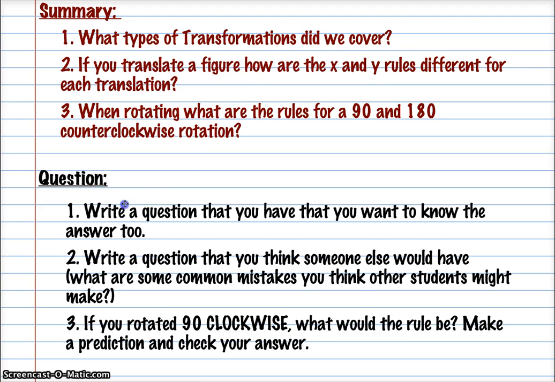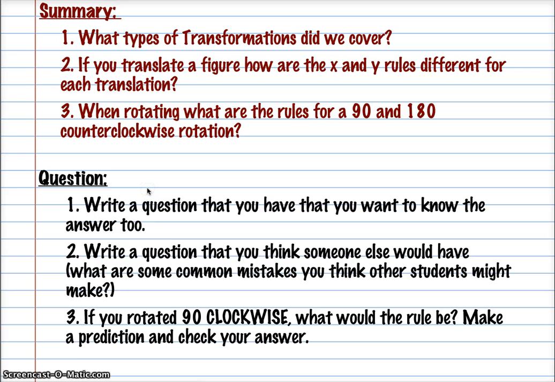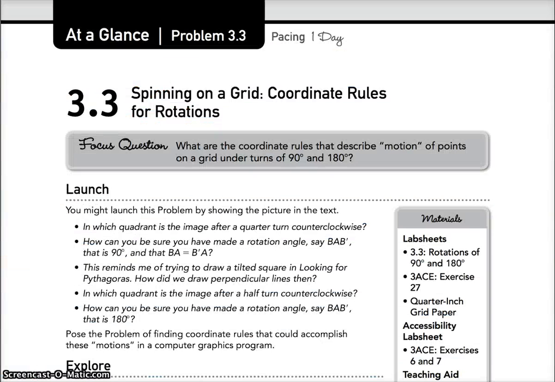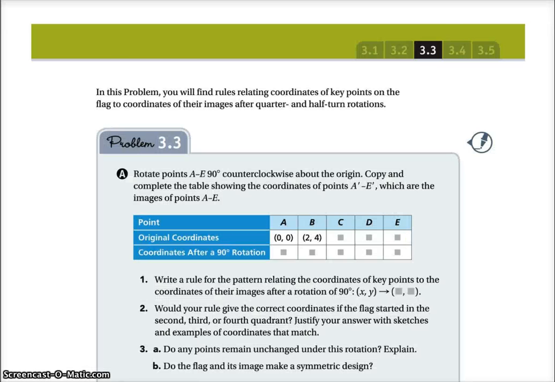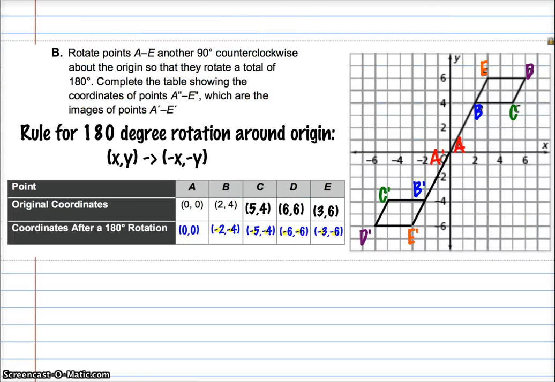So questions, again, write a question you might have that you want to know the answer to. Write a question you think someone else would have, if you seem to know everything in here, which is quite possible. It's a fairly easy topic. If you rotated 90 degrees clockwise, not counterclockwise, make a prediction what the rule will be. And maybe write it in there so that in case you see a 90-degree rotation, you know how to find it. Okay. We will work again. We'll also have some practice in class, and we might even do a little bit of notes in class so we could just move it a little faster since the section was so easy.